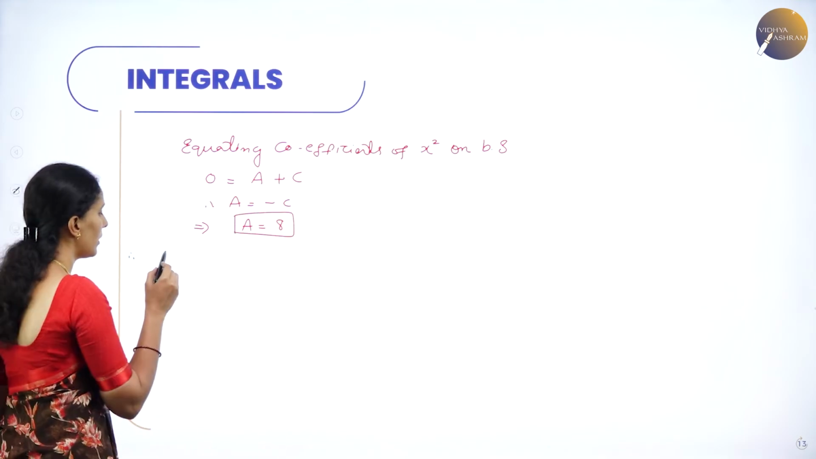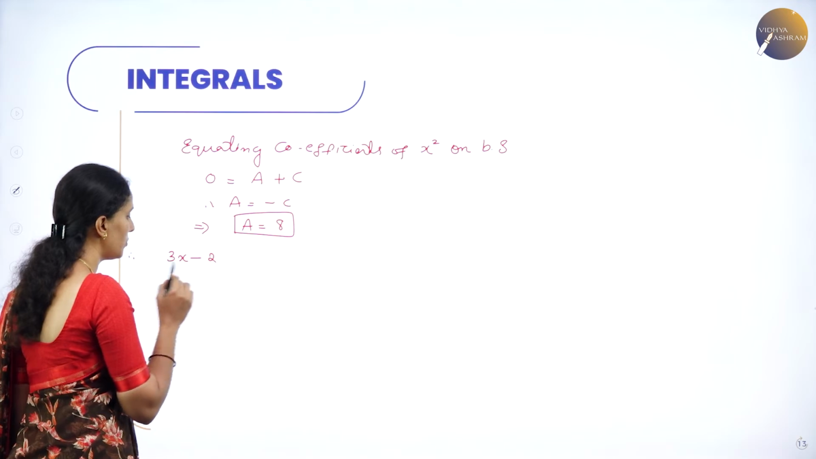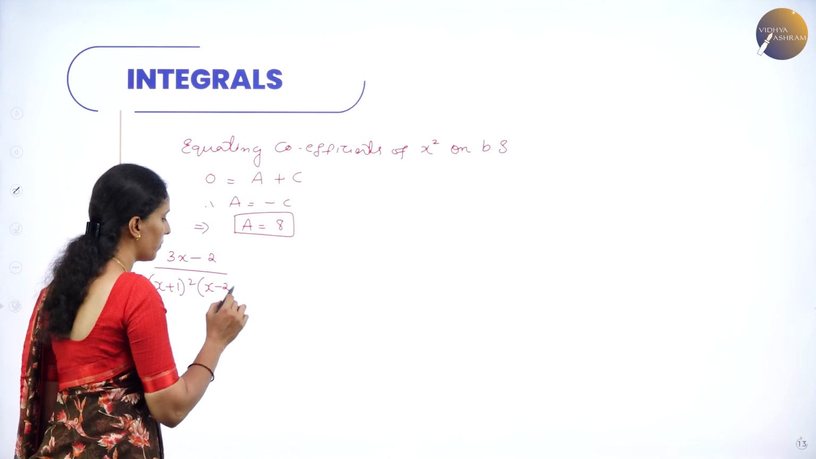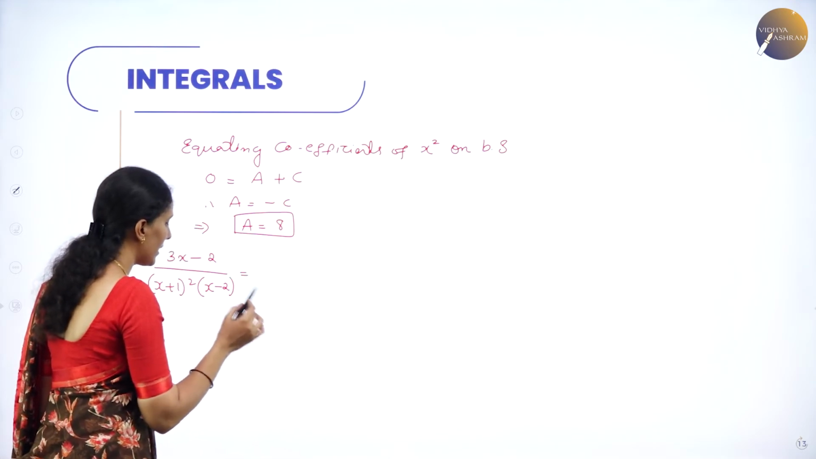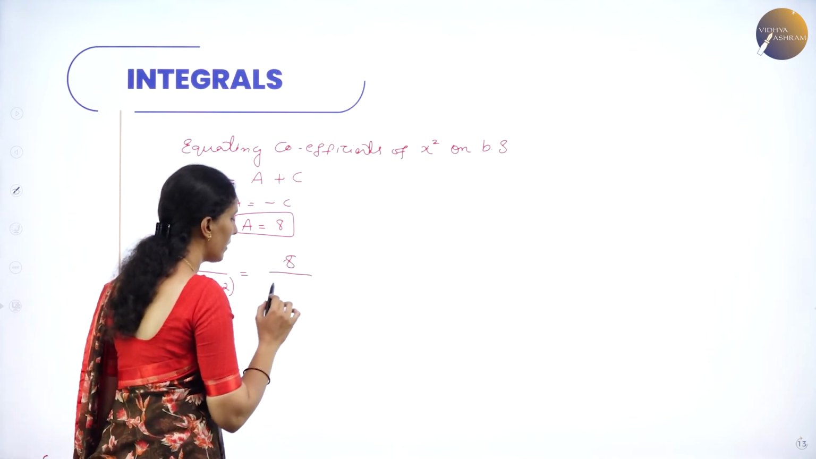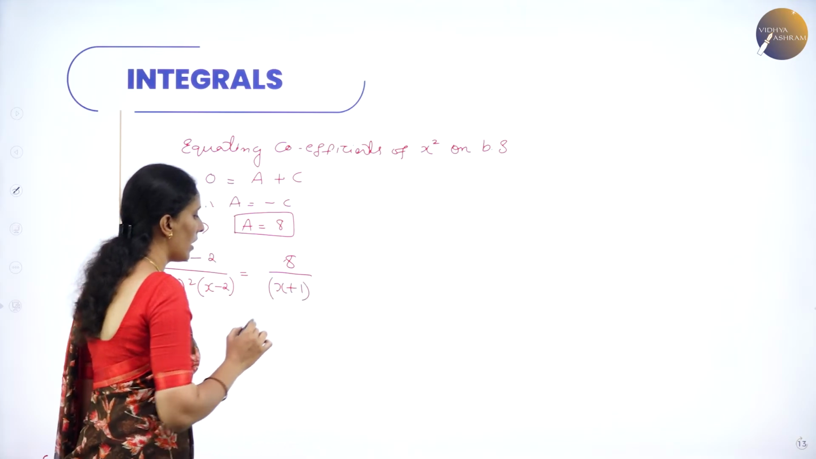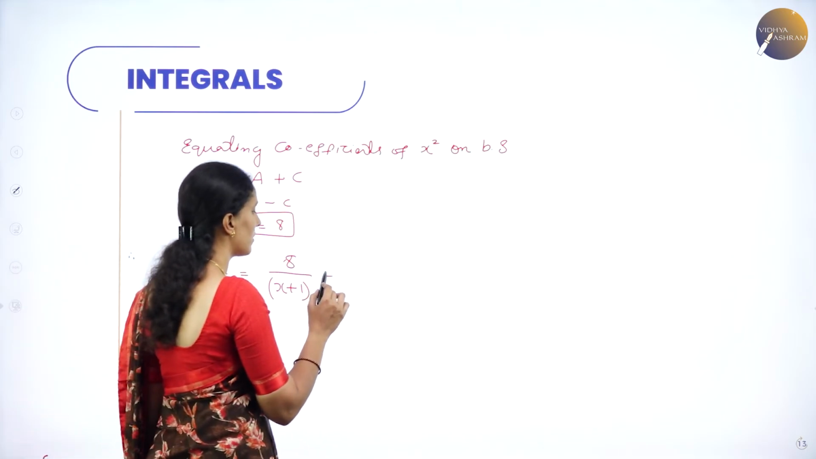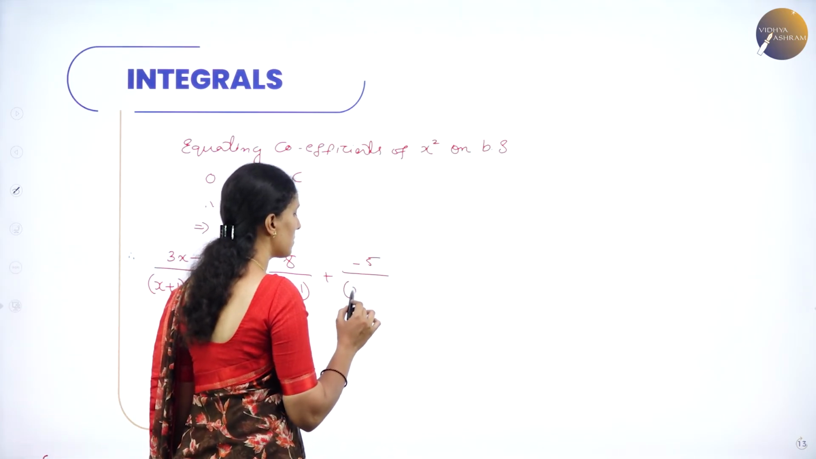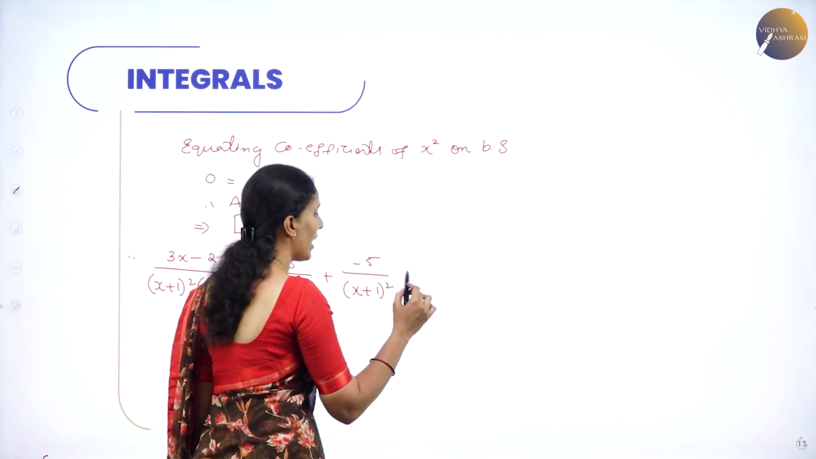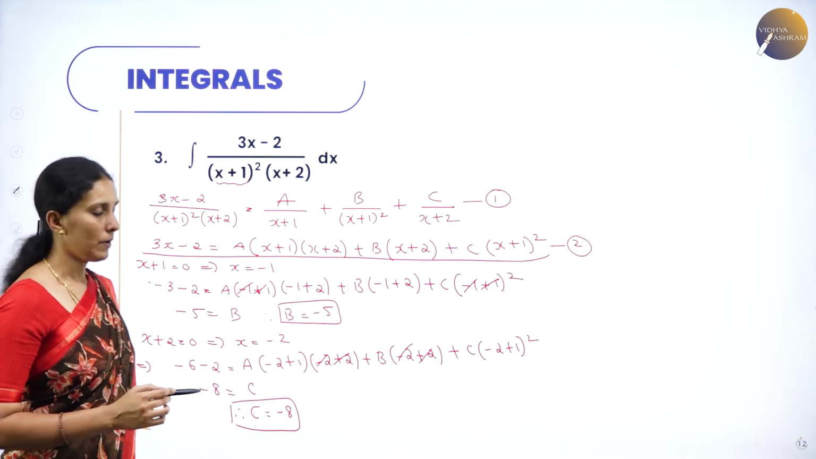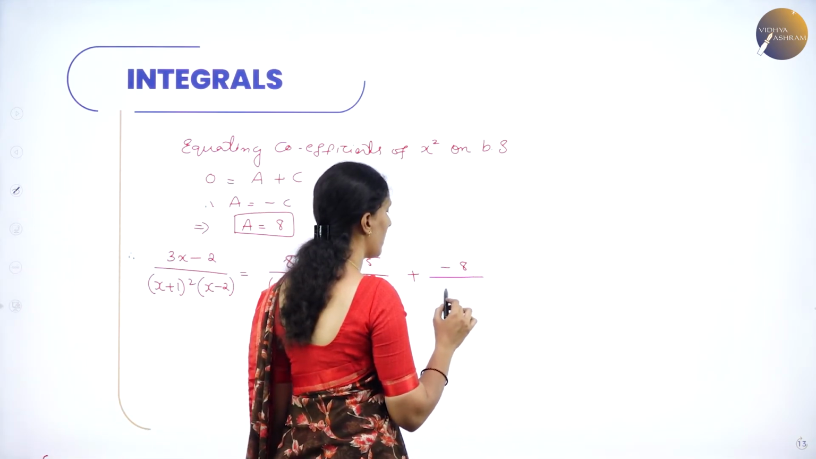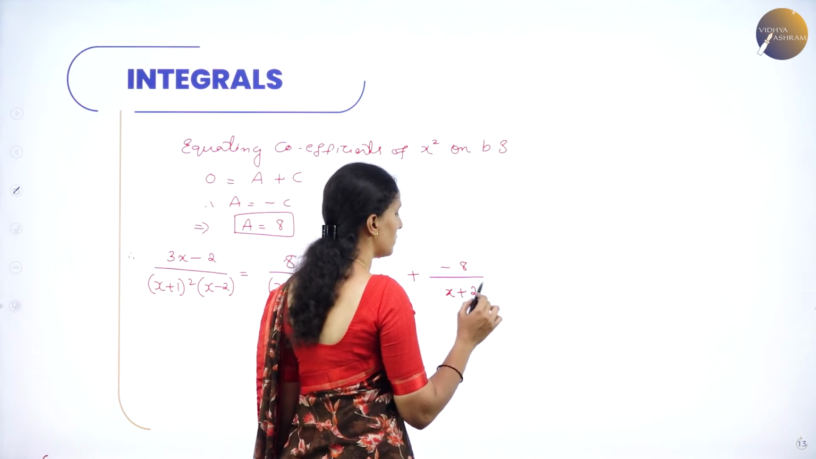So therefore, the expression (3x minus 2) divided by (x plus 1) whole square into (x minus 2) can be written as a divided by x plus 1, and b divided by (x plus 1) whole square. So plus minus 5 over (x plus 1) whole square. Next we have plus c divided by x plus 2. So what is the value of c? We have minus 8 divided by x plus 2.